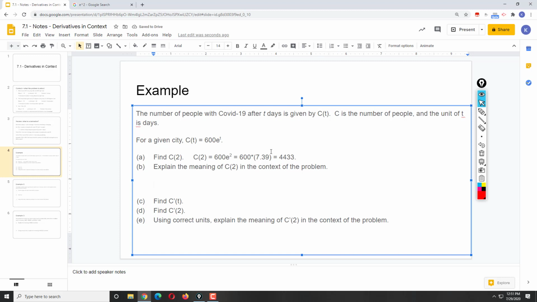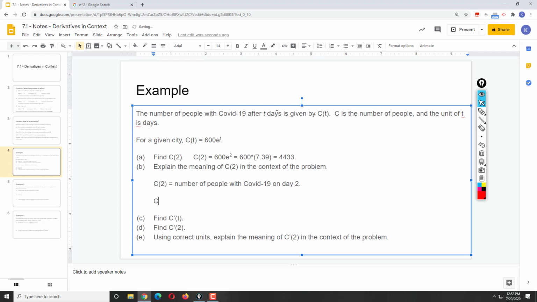Part B. Explain the meaning of C of 2 in the context of the problem. Well, if C of t is the number of people with COVID-19, then C of 2 is the number of people with COVID-19 on day 2. So if C of 2 is 4433, that means that 4,433 people in the city have COVID-19 on day 2. That's what that means. Okay.